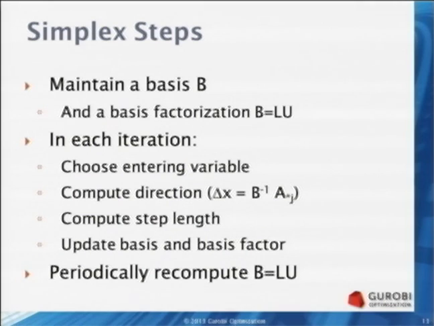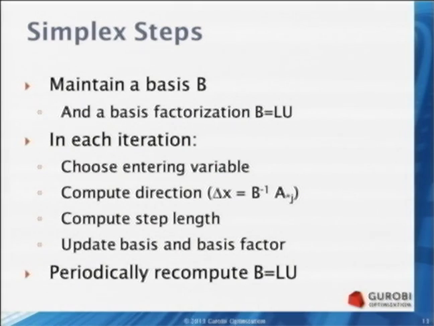In simplex, the basic algorithm maintains a basis, which is a square submatrix B of the constraint matrix A. So at any point, the algorithm has a basis, and it has an LU factorization of this basis. In each iteration of the simplex method, you choose an entering variable. So you choose a variable that's not currently in the basis, where bringing that variable into the basis would improve the objective function. You compute a direction vector, which is basically the change in your current X solution for each unit change in the entering variable.